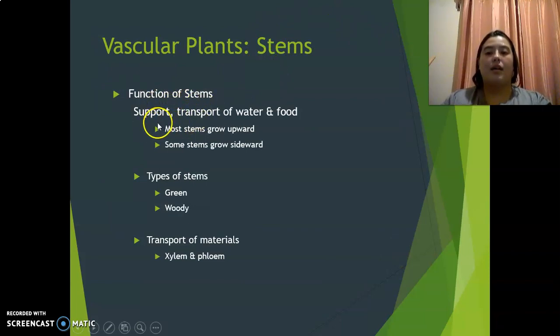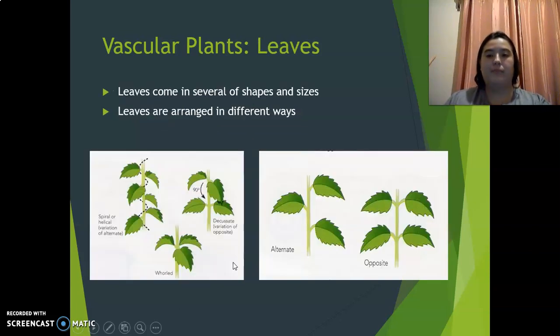Functions of the stem are support and transport of water and food, and most stems grow upward, okay? Some stems grow sideward too. The type of stem can be green or woody, and the transport of material can be by xylem and phloem. Then we have vascular plants with leaves, and leaves come in several shapes and sizes, as you can see in the example, and leaves are arranged in different ways. So we have in the sample alternate leaves and opposite leaves. Okay, alternate we have one, two, three, and opposite we have four.